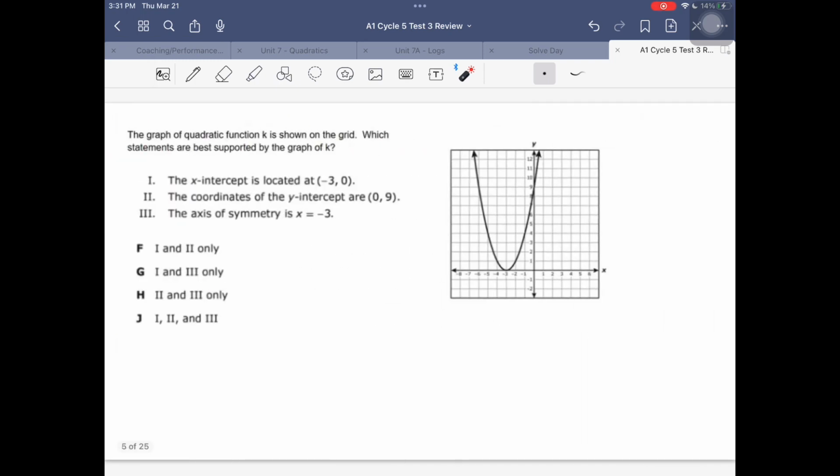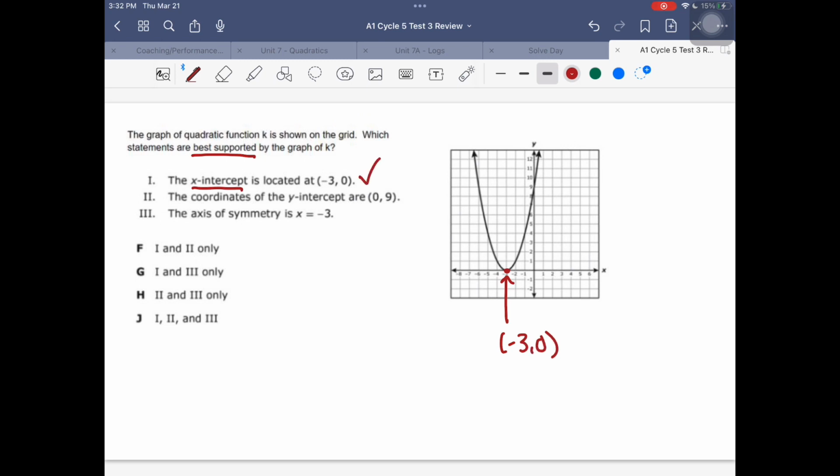This one right here is fantastic because it has a lot of different vocabulary words that we need to talk about. It says the graph of a quadratic function k is shown on the grid. Okay, so it's just telling me this is my quadratic. It says which statement is best supported. Remember this, best supported by the graph. This one's asking about an x-intercept. Let's look. Here's our x-intercept. What is this point right here? -3, 0. Oh, looks like that one's correct.